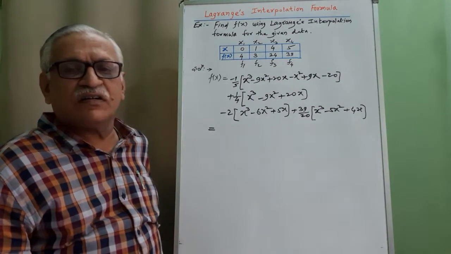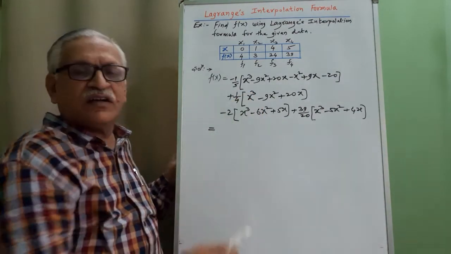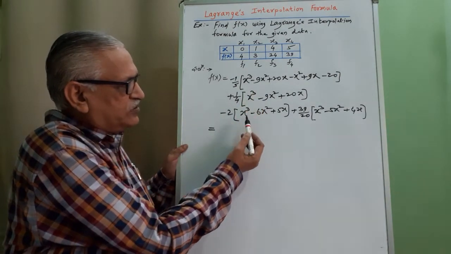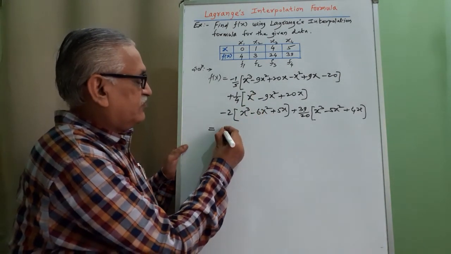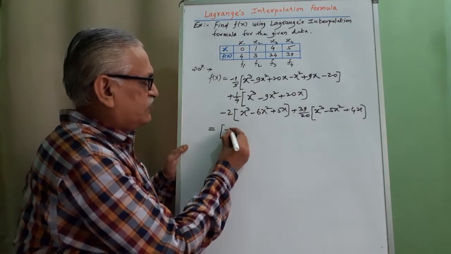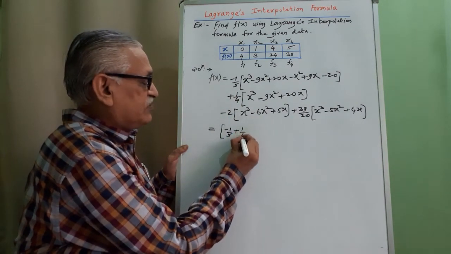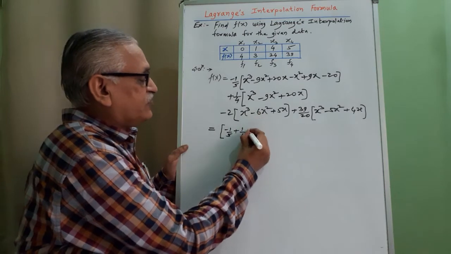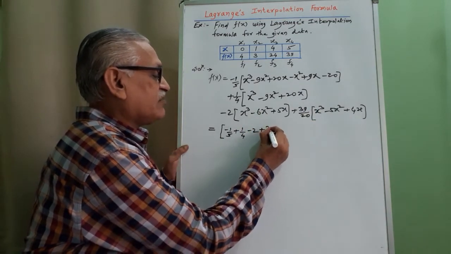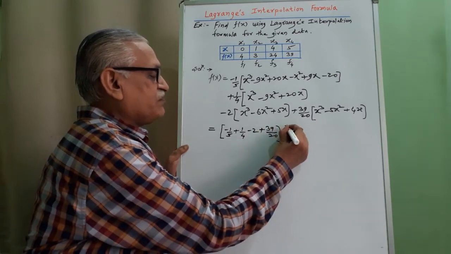Simplifying it further by adding similar terms. Therefore, the highest term is of order 3, that is x cube. Therefore, taking x cube common from all these 4 terms, we get the coefficient is minus 1 by 5. So here it is 1 by 4 plus, here it is minus 2, and here it is 39 by 20 into x cube.